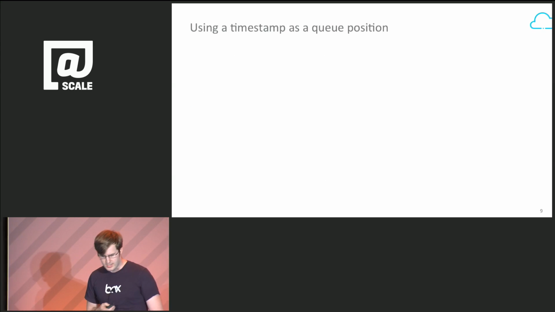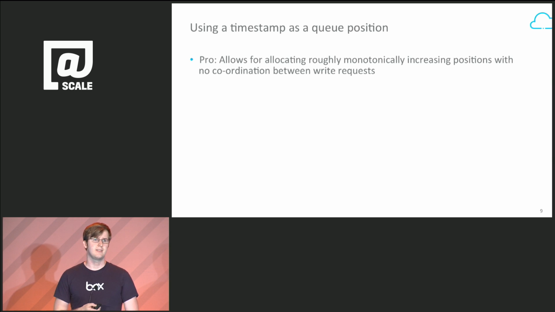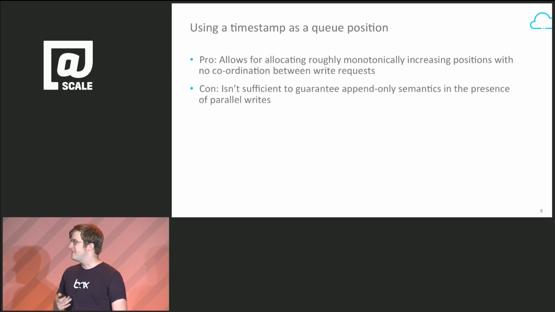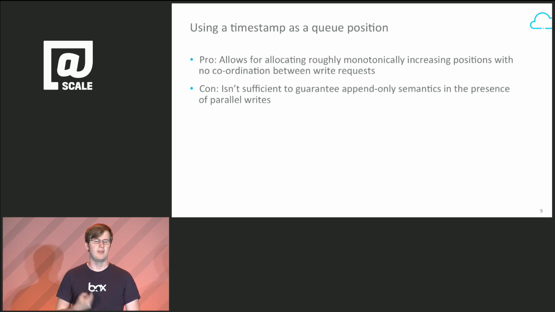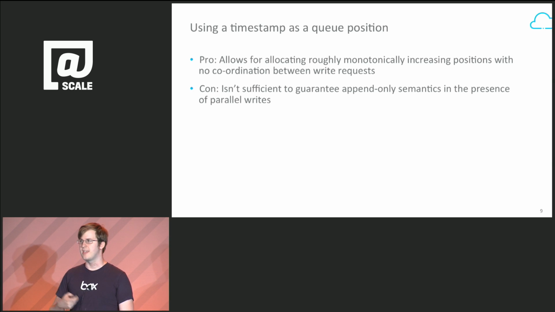There are a couple of pros and cons to using a timestamp as our queue position. The biggest pro is it's a really simple way of giving us roughly monotonically increasing positions, and it doesn't require any coordination between our various write requests. On the downside, it's not enough to guarantee append-only semantics if we allow parallel writes to a queue. And we need append-only semantics to actually guarantee delivery.